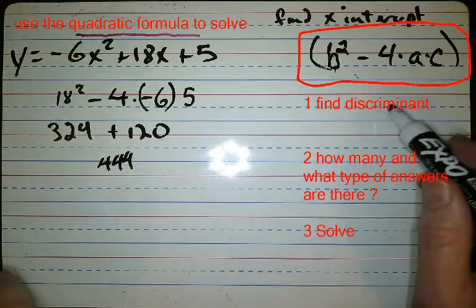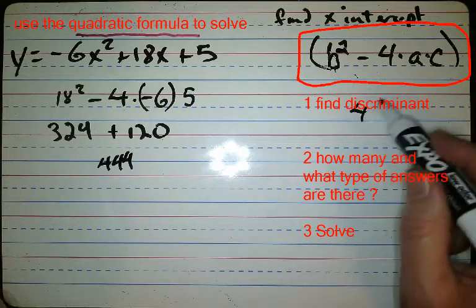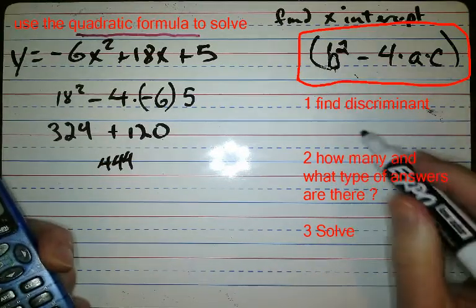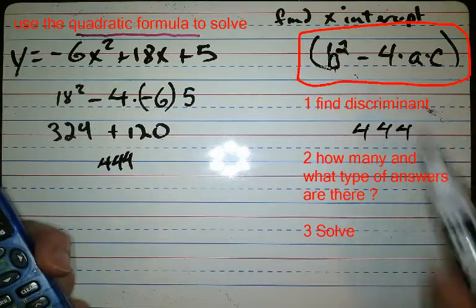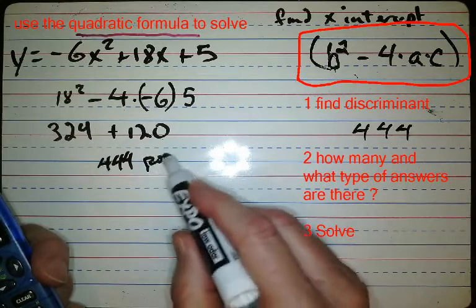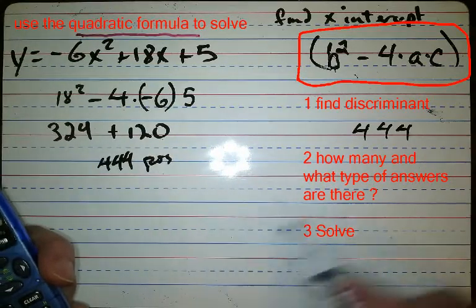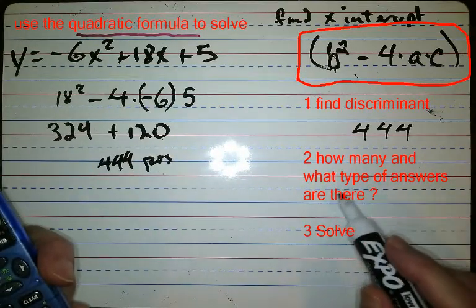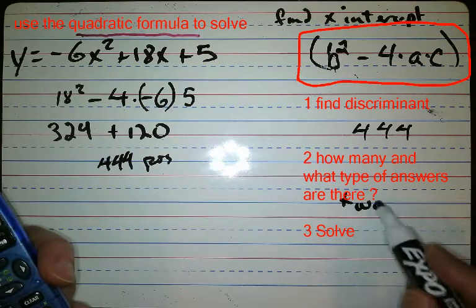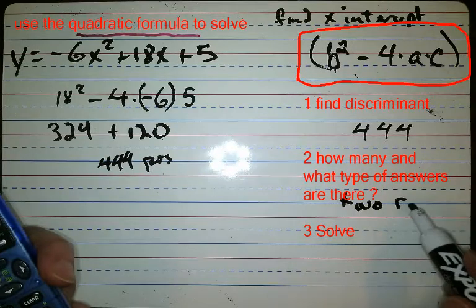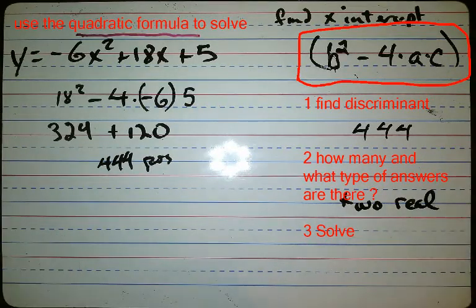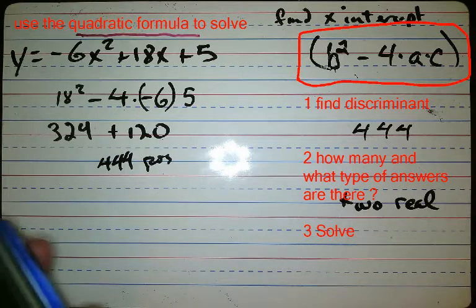What's the discriminant? 444. First step, what's the discriminant? So this is a positive number. Remember yesterday, that means that there are 2 real answers. That's what we want to know. How many are we looking for? And now how do we solve it?